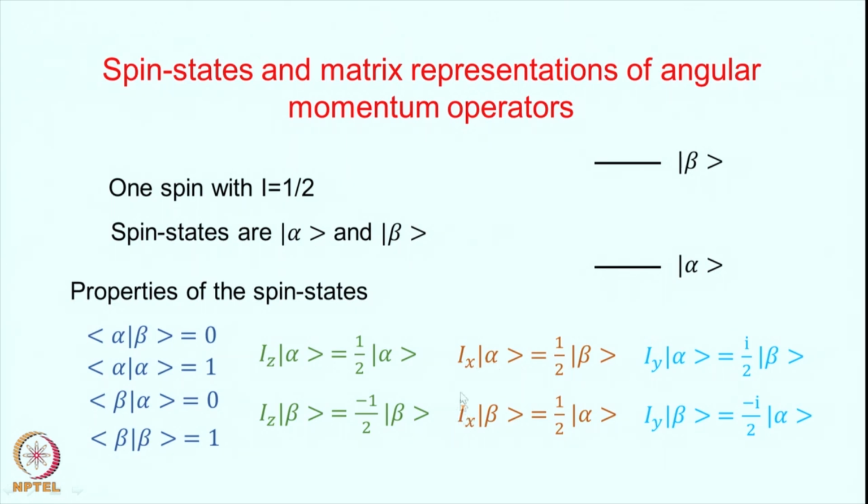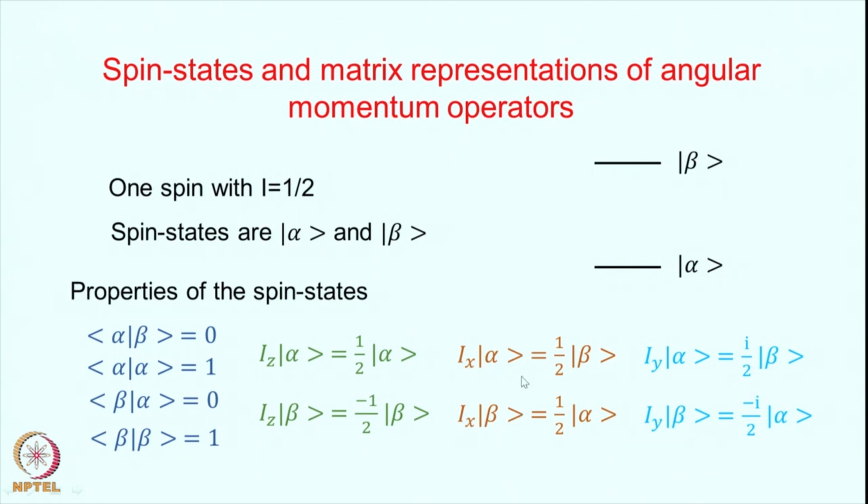That becomes conspicuous again when we calculate the matrix representation of the Ix and Iy operators. Likewise, Iy on alpha gives me i by 2 beta, and Iy on beta gives me minus i by 2 alpha. Once again, the alpha state is converted into the beta state, and the beta state into the alpha state. Therefore, these are not eigenvalue equations, because the eigenfunction is not retained. There is a change of state, with a certain coefficient as a result.